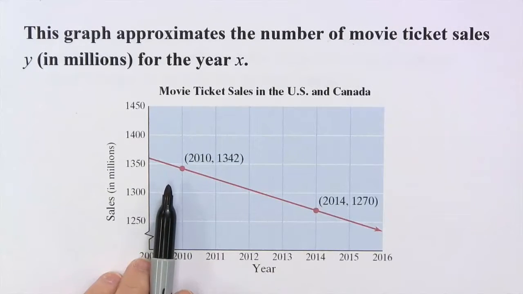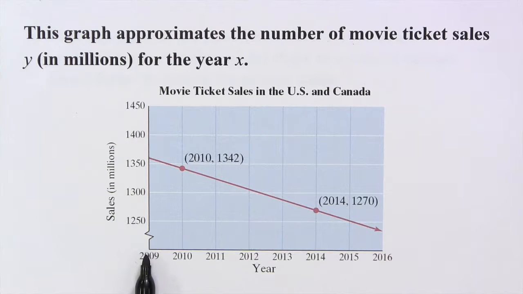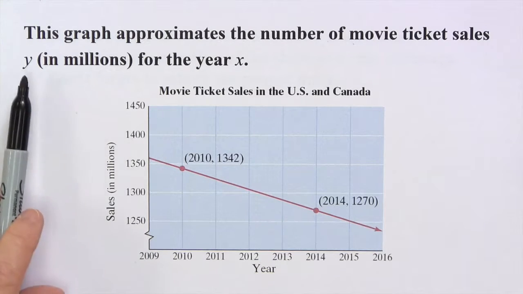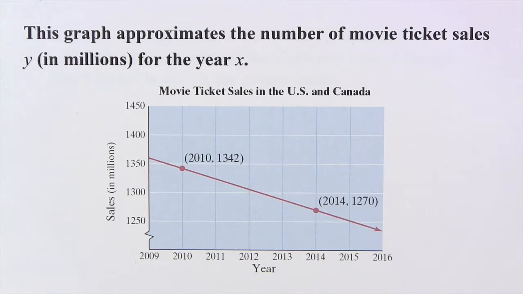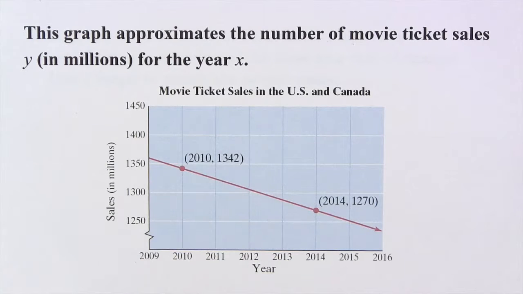This graph approximates the number of movie ticket sales Y in millions for the year X. So notice here we have different years, and here we have sales in millions. That's our Y-axis. Here's our line, and notice we have a few ordered pairs shown. The X value is the year, the Y value is the number of sales, movie ticket sales in millions.